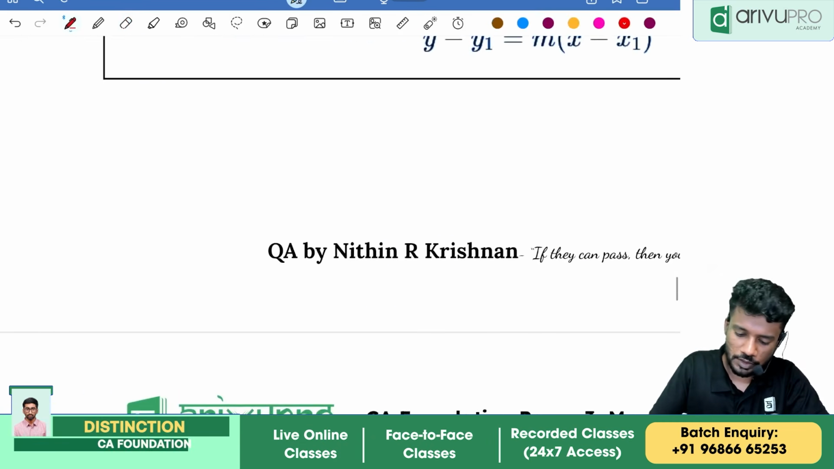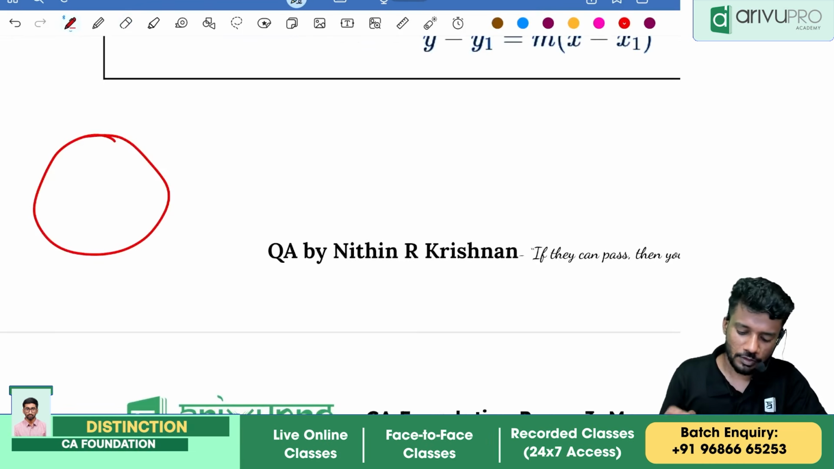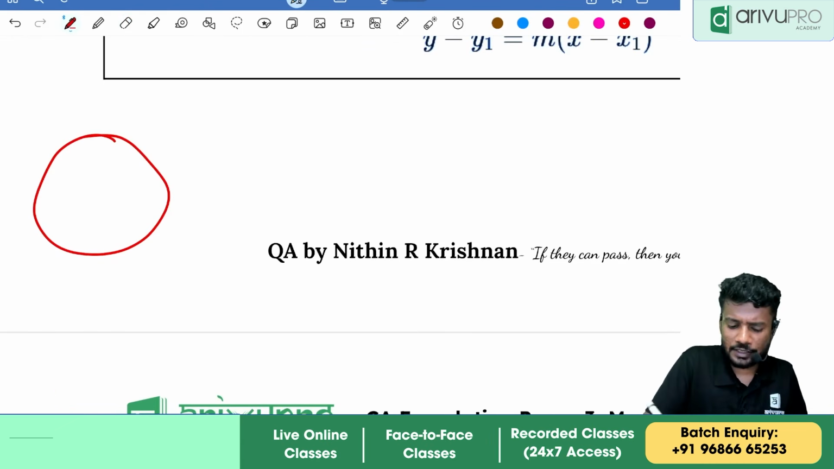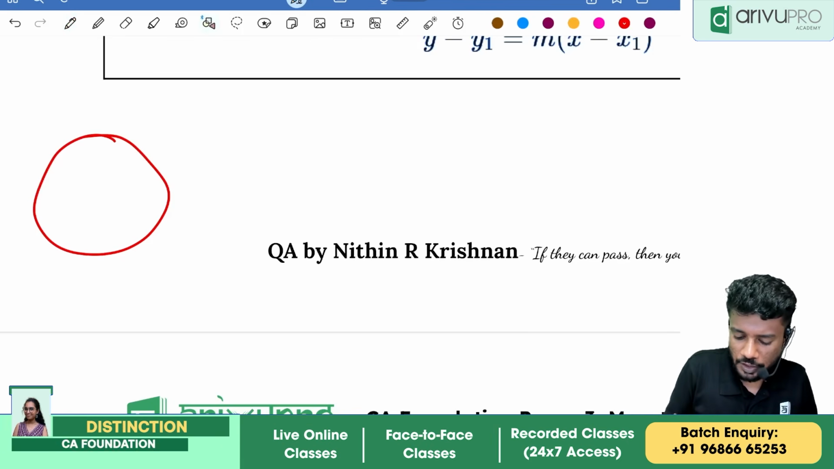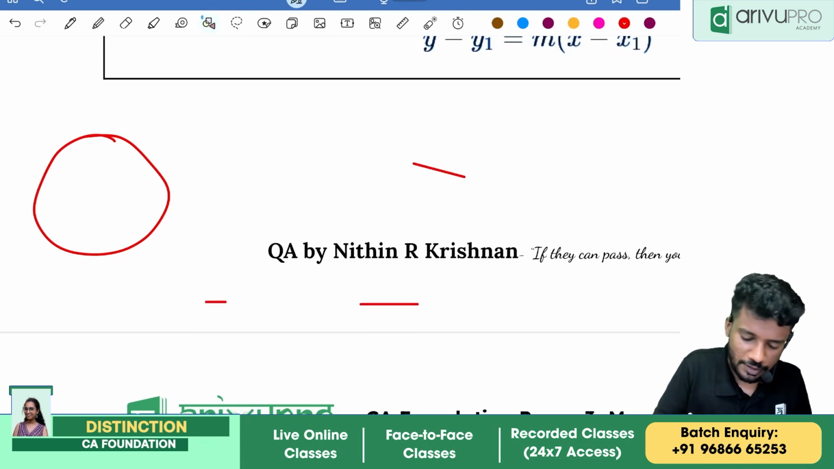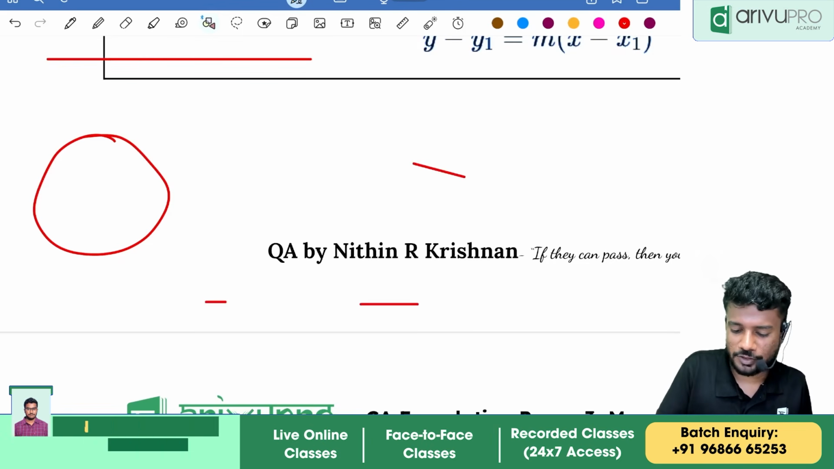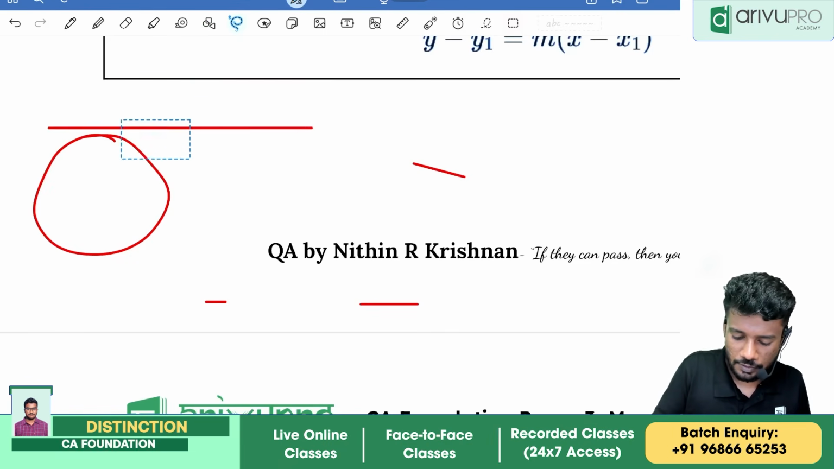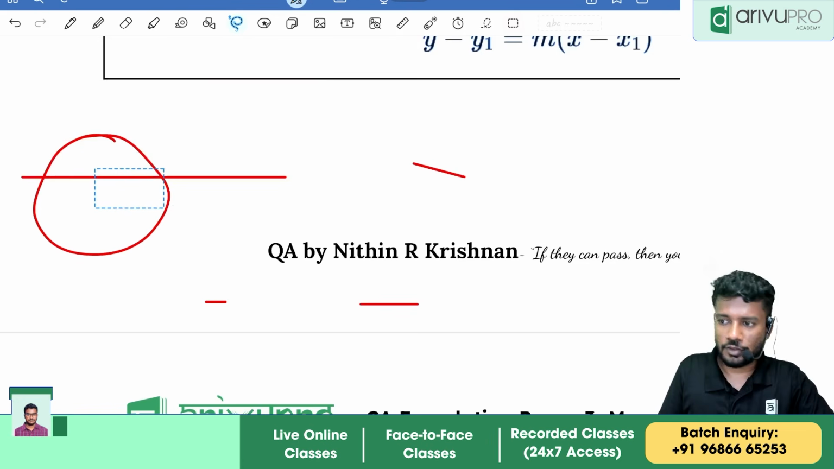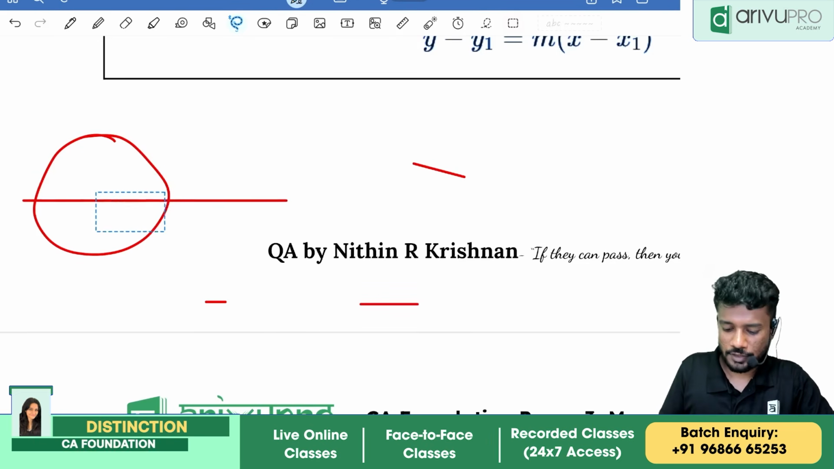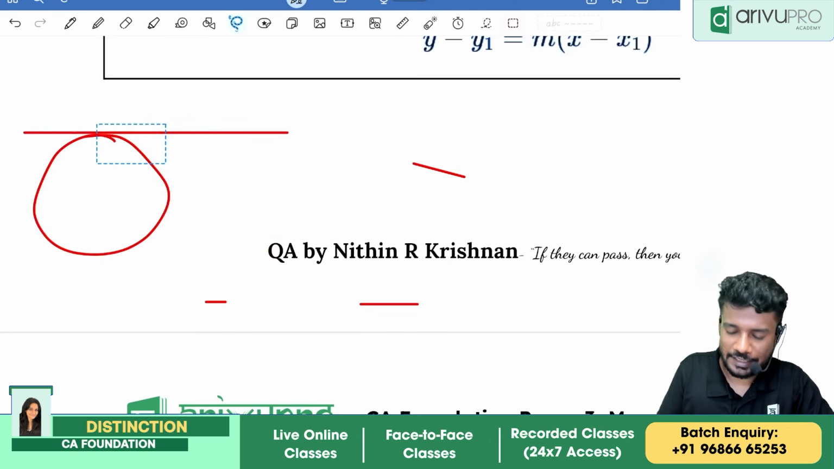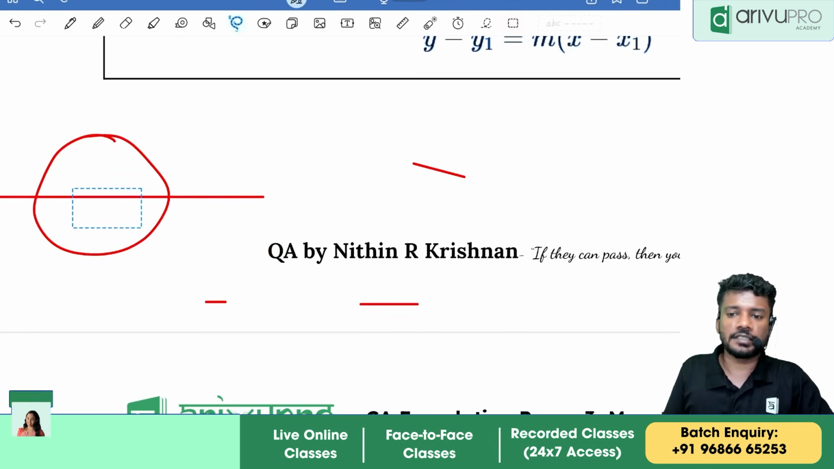Now, I'll show one example. Think that it is a circle. Or anyway, it's a curve, so it's fine. This is the line we were speaking about. Now, you tell me, is this a tangent? It is passing through the circumference, right? Is this a tangent? Is this a tangent?